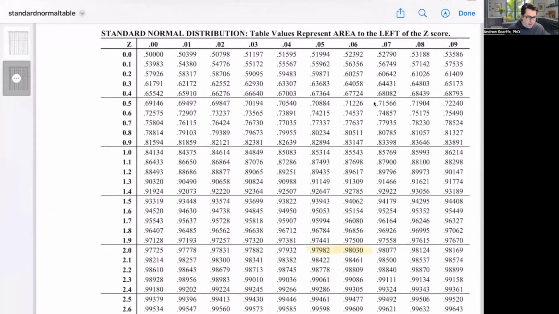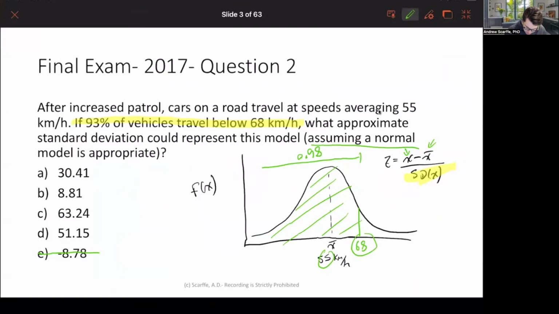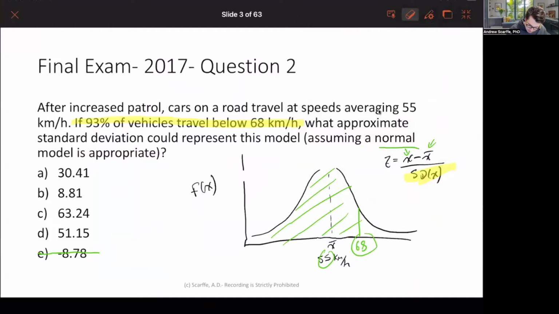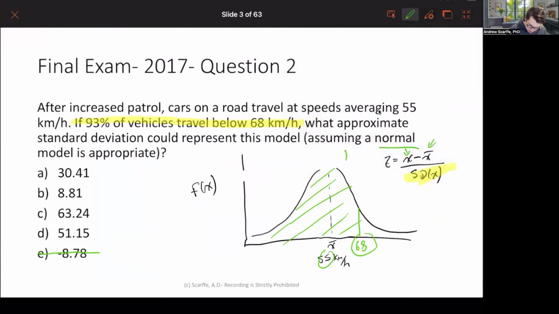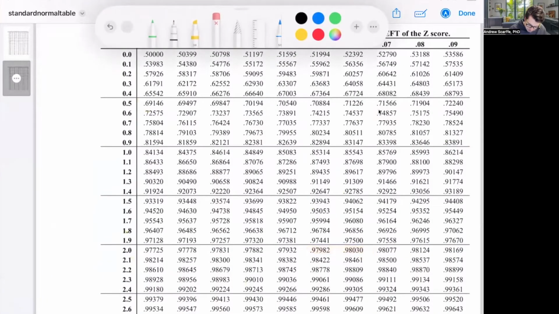Oh, sorry, I made a goof here, I think. It's not 98%. My apologies, everybody. It's not 98%. That's embarrassing. The question told us that it was 93% of vehicles, right? So 0.93. In this case, we're going to look up 0.93. So 0.93 is right here.